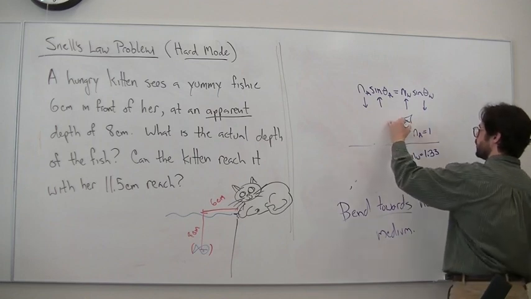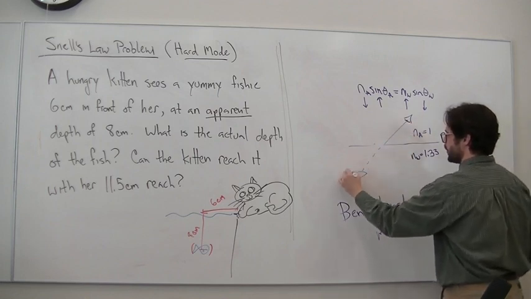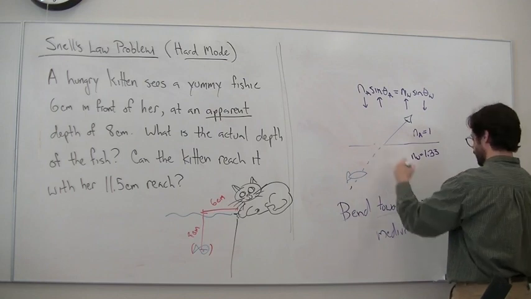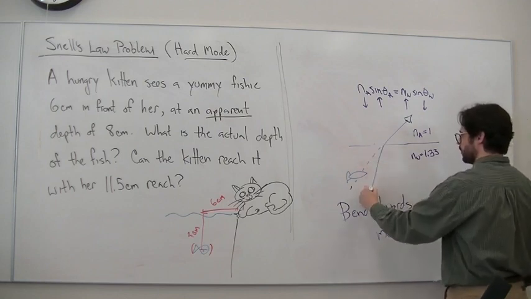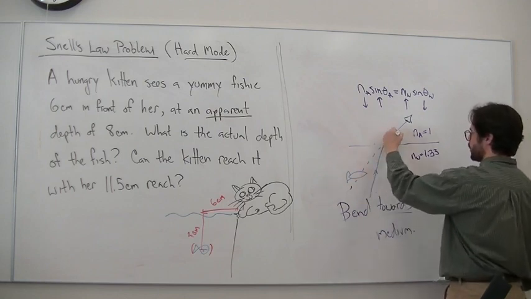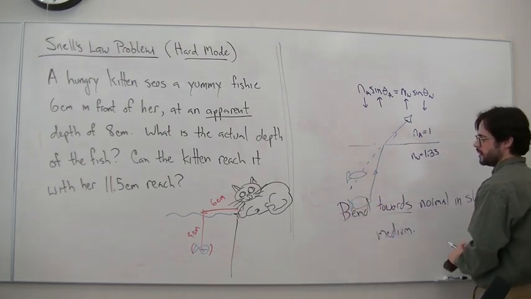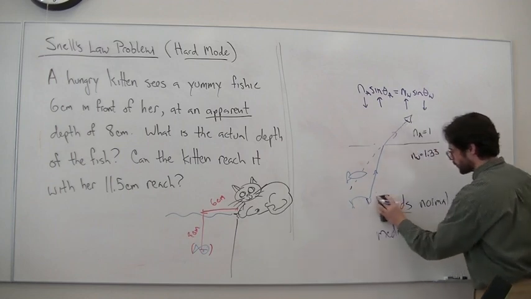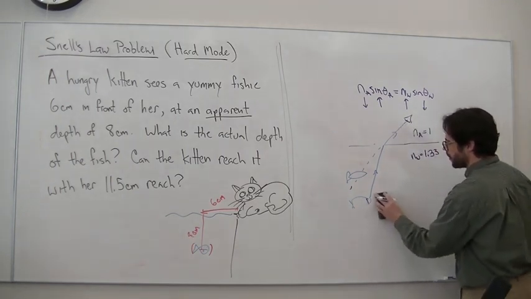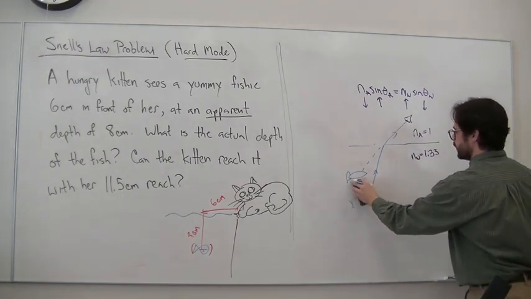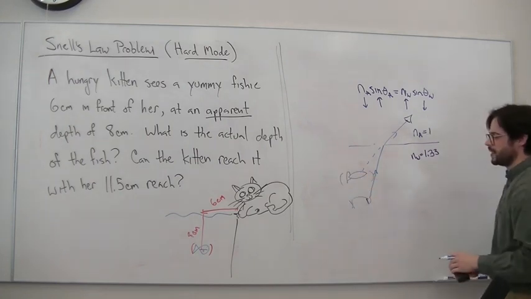So for us, what that means is I see a fishy here, but that light ray bent. So my brain's just tracing it all the way back in a straight line, and fishy is actually here. Uh-oh, so this might be a problem. The fishy's actually a little bit farther away than we thought it would be. So apparent fishy, actual fishy.